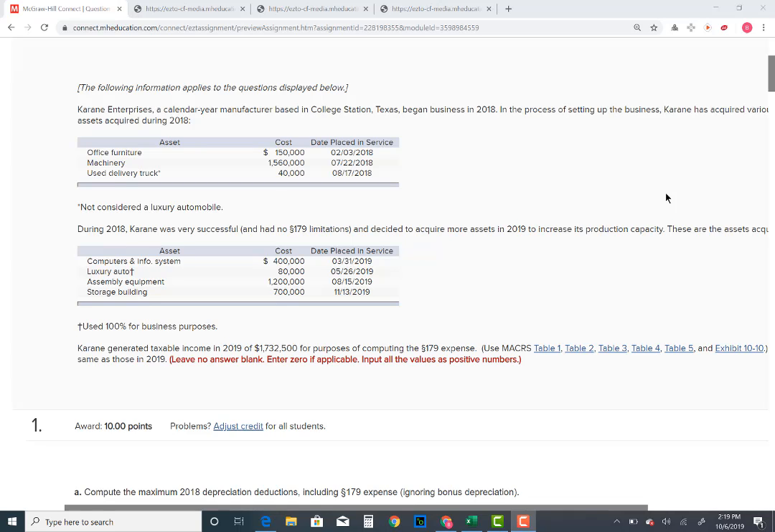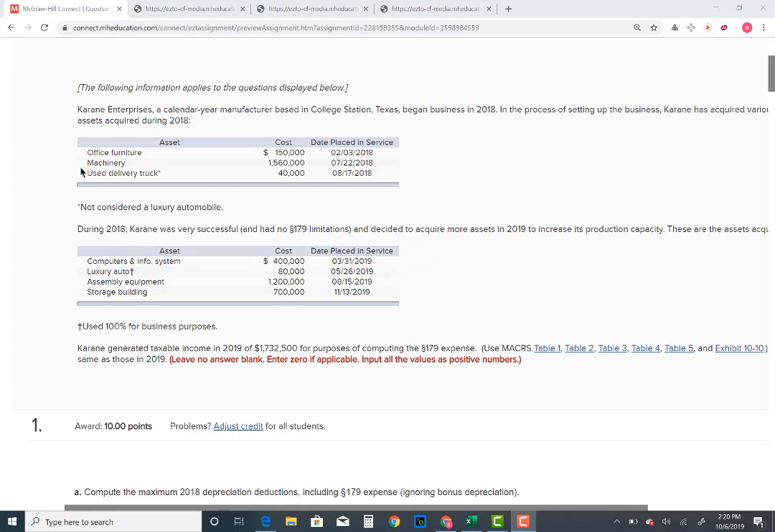We have a company that basically opened up in 2018, and we're going to do their 2019 taxes. So they bought some equipment back in 2018. We're going to work through how we depreciate that equipment in the first year, 2018. And then we're also going to look at how the second year depreciation is done for the 2019 year. Additionally, they bought more assets in 2019. We're going to show how we depreciate those for that first year.